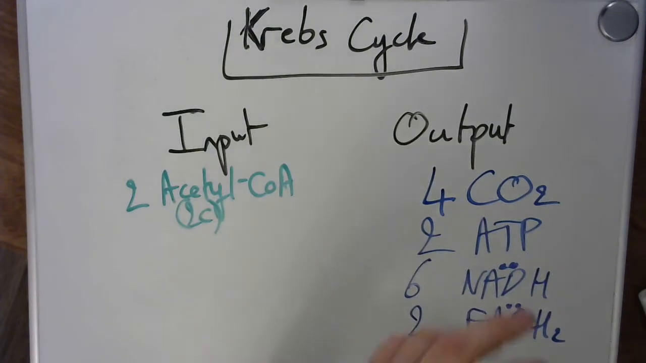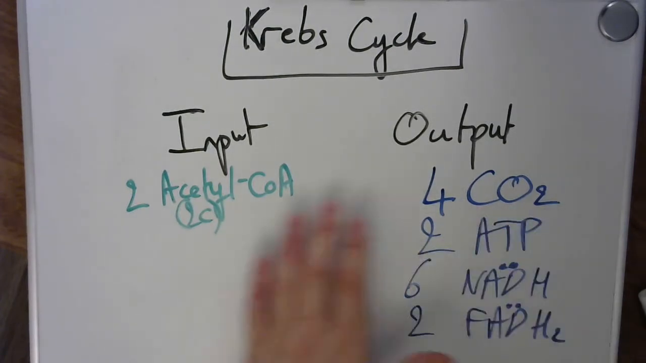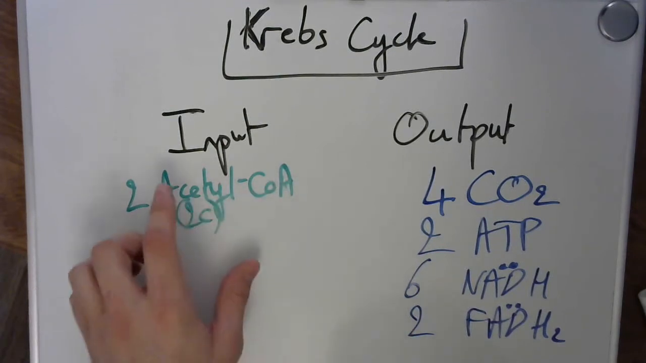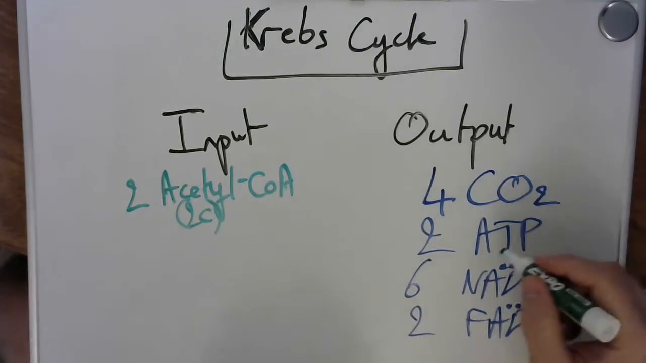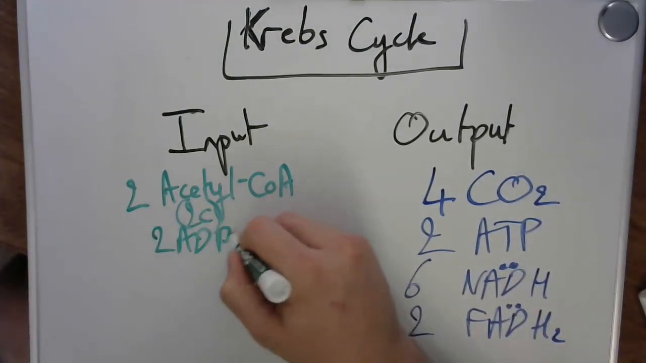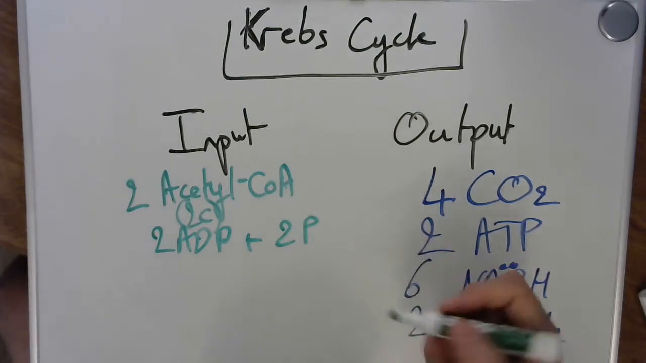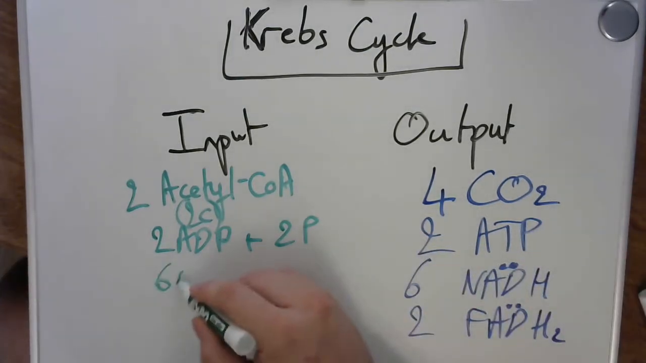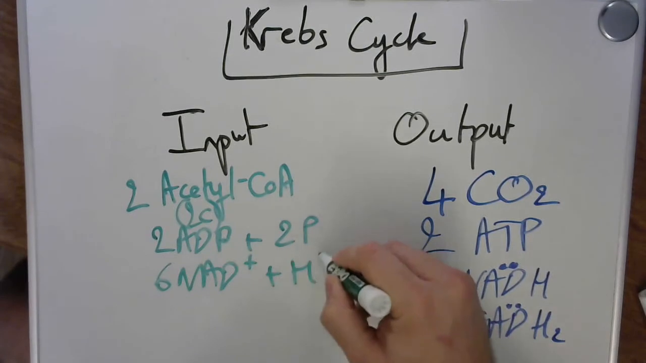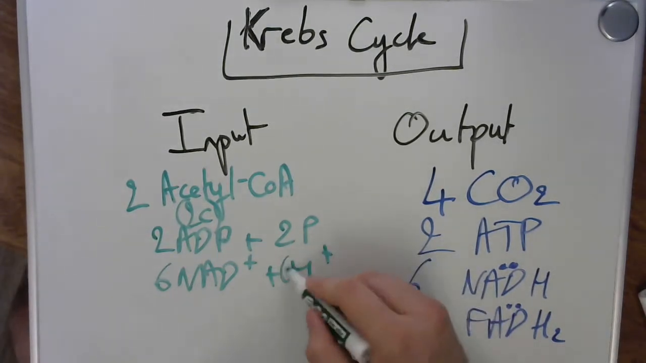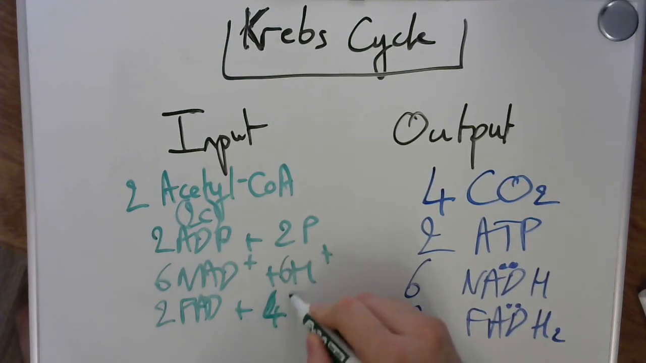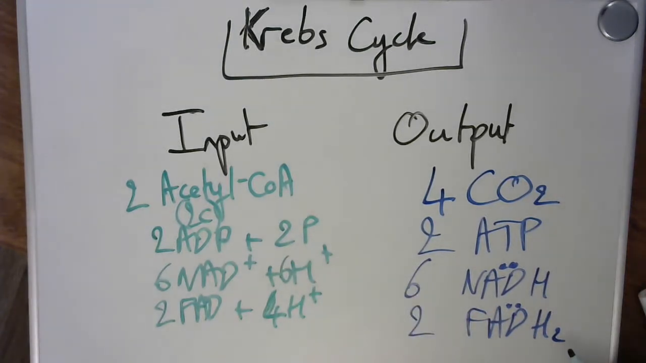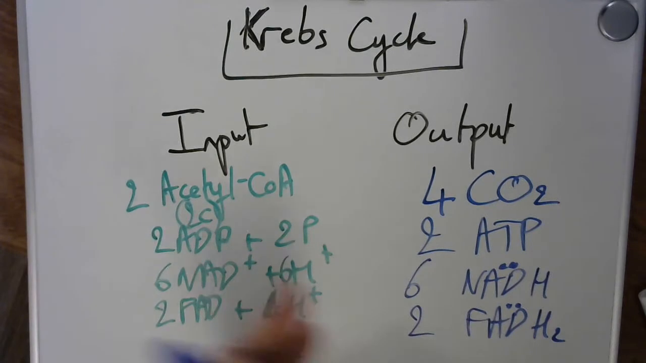Bingo, right? Now you realize when you see 4 CO2, you should think of 2 acetyl-CoA because acetyl is 2 carbon, so I get 4 carbon. And then you continue to ATP, that means you have 2 ADP plus 2 phosphate group. 6 NADH, you have 6 NAD plus, plus 6 H plus, right? And you have 2 FADH2, you have 2 FAD plus actually 4 H plus in this case, because it's H2 here, right? So here you go. You have your input and output.